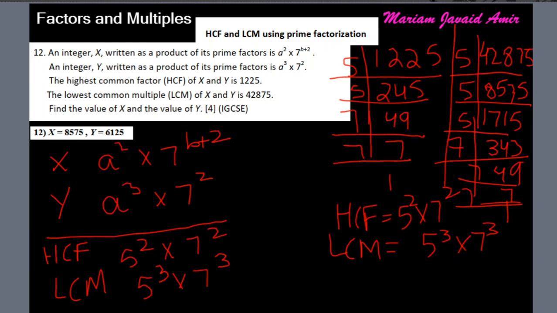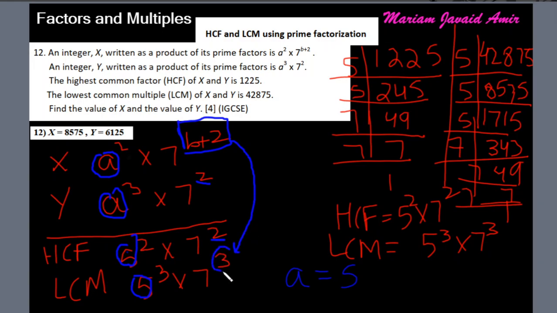So just by comparison we can tell that this a and this a should be these 5s, right? So a is simply 5. Now b is some power of 7. We already have 7 square here, and this is 7 square. So this b plus 2 would be equal to this 3 here. So b plus 2 equals 3, which means b equals 1.